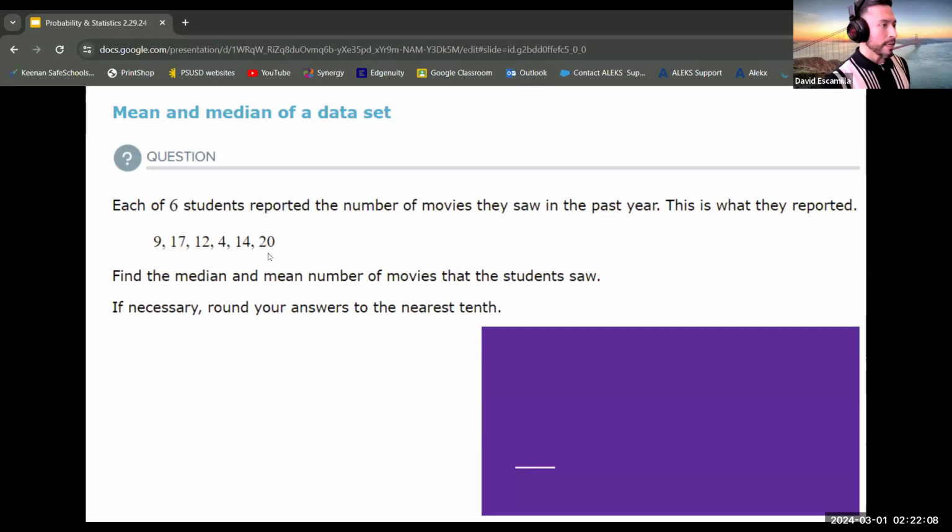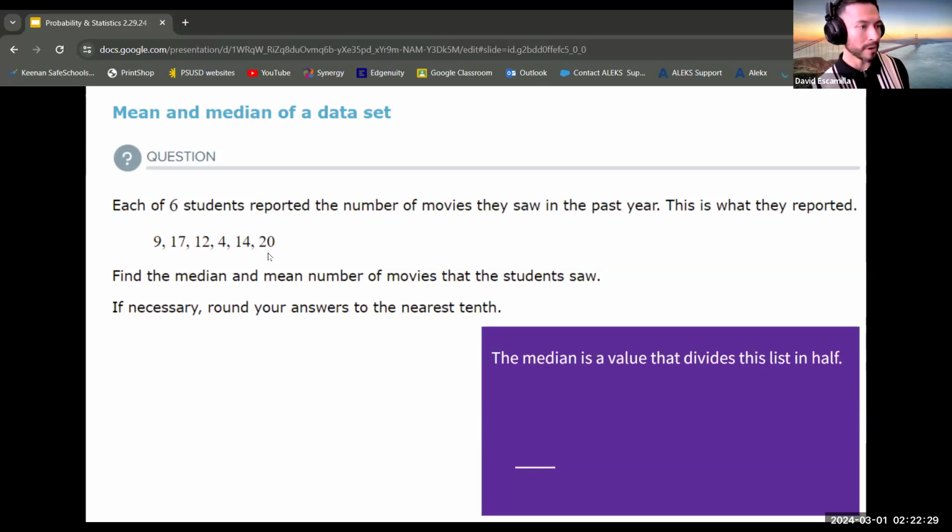We need to find the median and mean number of movies that the students saw. If necessary, round your answers to the nearest tenth. This is very important. We're going to revisit that to make sure that we report the answers to the nearest tenth. They're talking about approximation. Let's start with the median. What is the median?